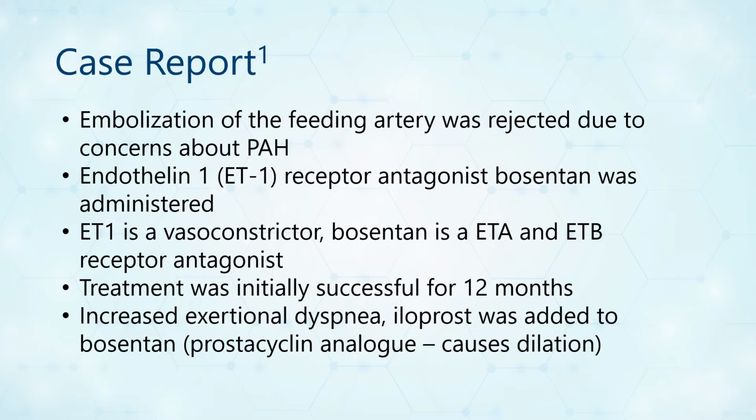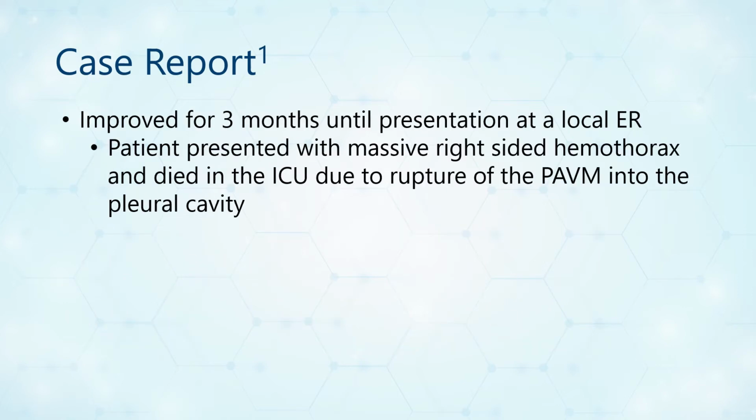They give iloprost, which is another drug that causes dilation. It's a prostacyclin analog, in addition to the bosentan, to increase that vasodilation. This works for about 3 months until the patient presents at the local ER. The patient presents with a massive right side hemothorax.